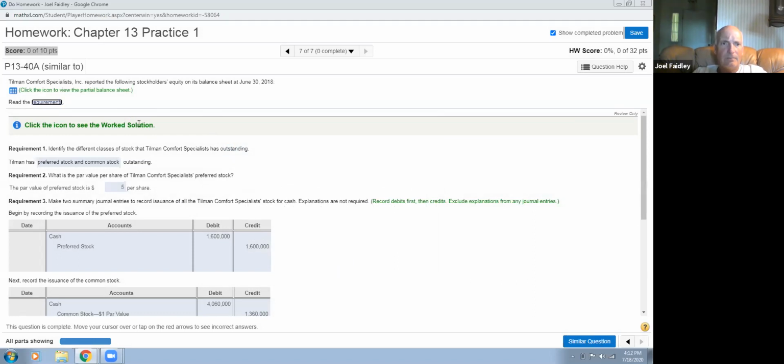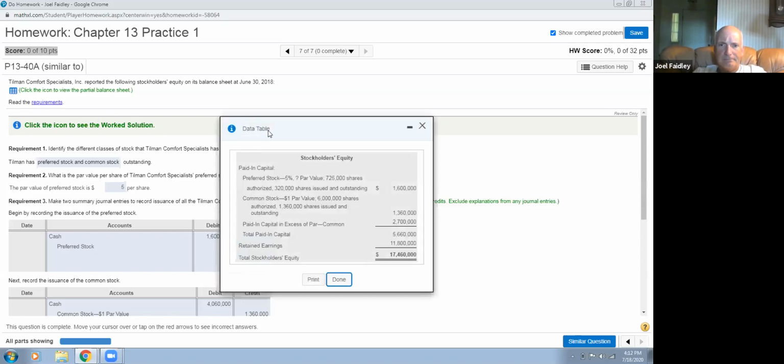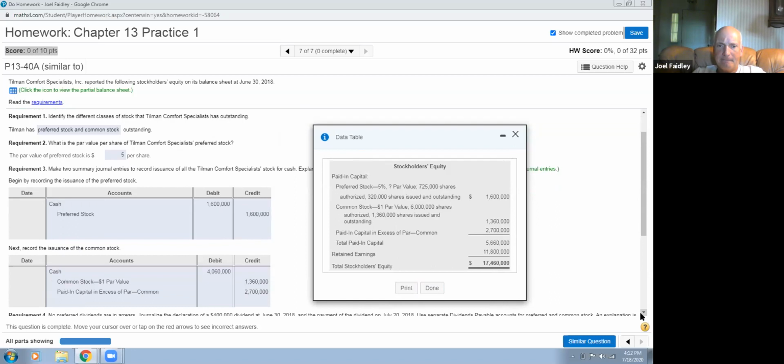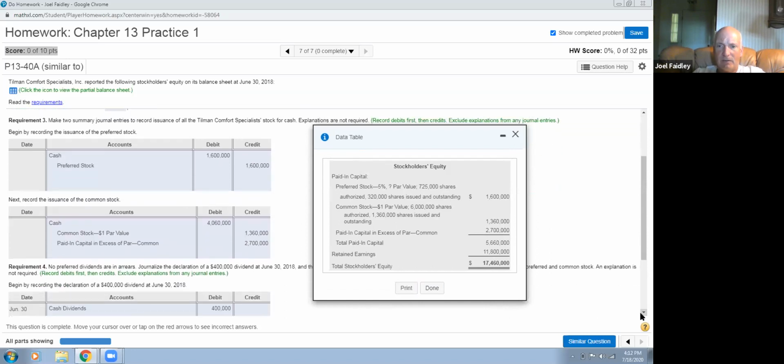Where is that coming from? I guess they're just wanting you to show what these journal entries would have been for some reason. All right. And the common stock, that's what the journal entries would have looked like. And once it's posted to your ledger, general journal, posted to your ledger.